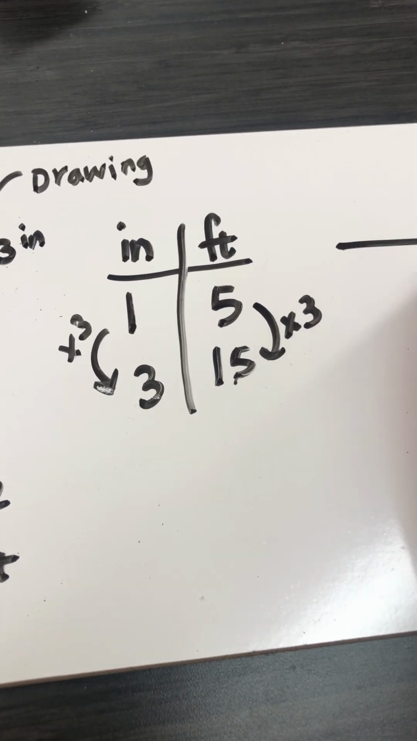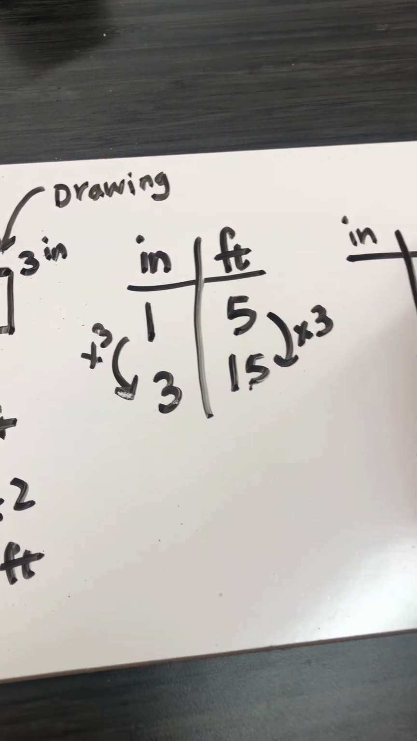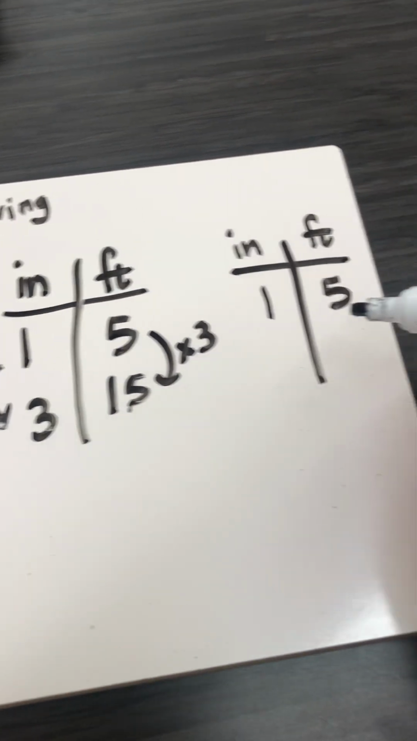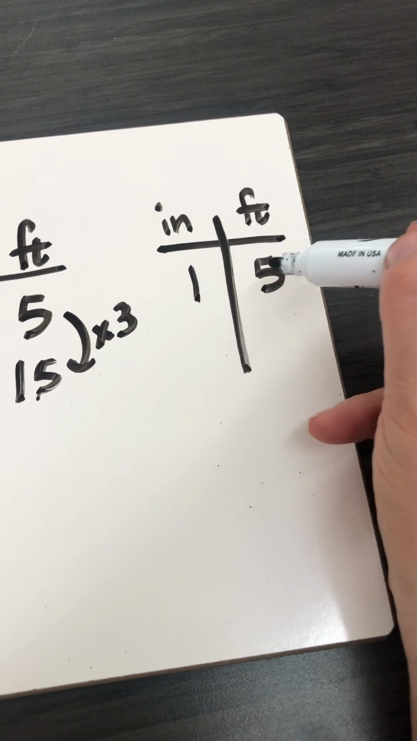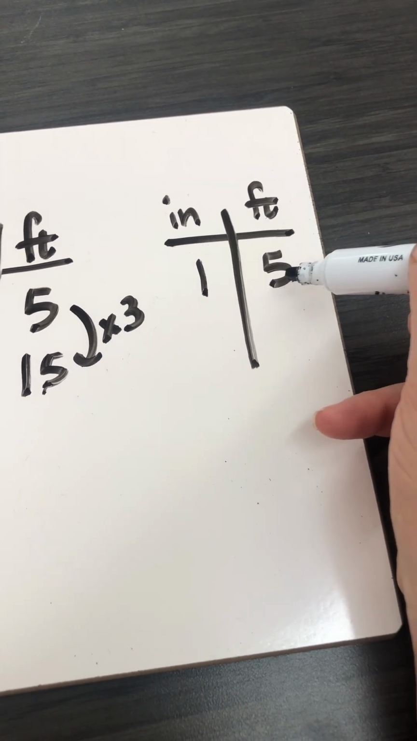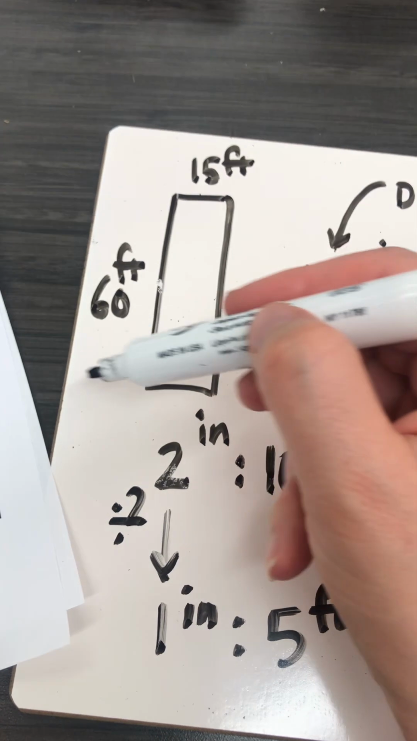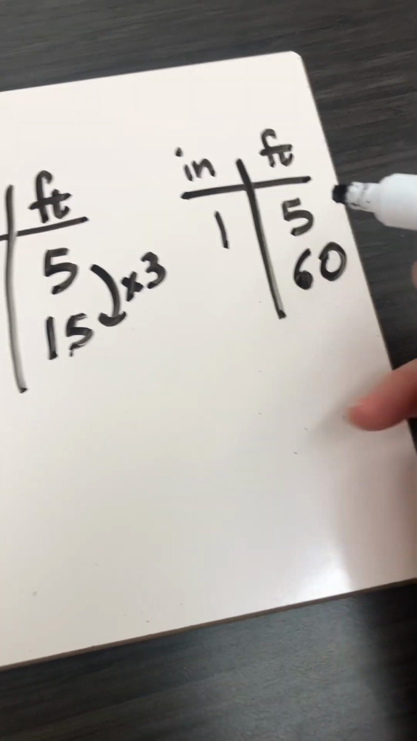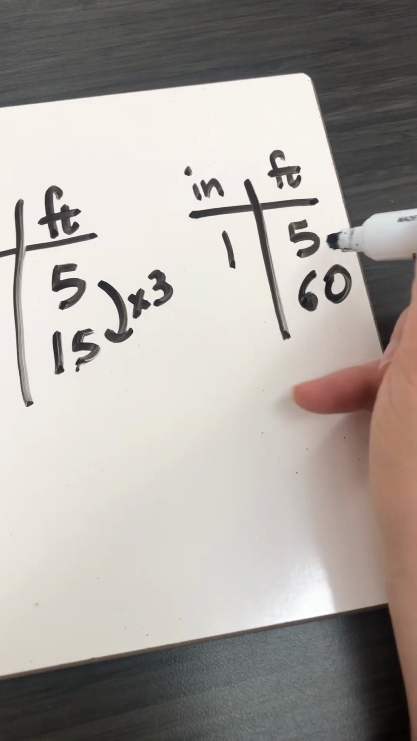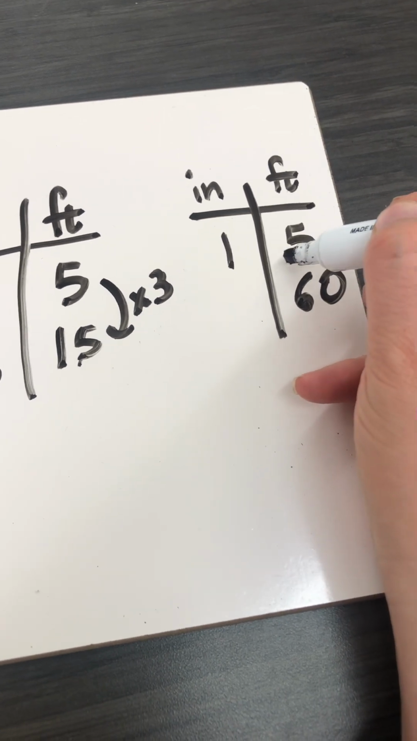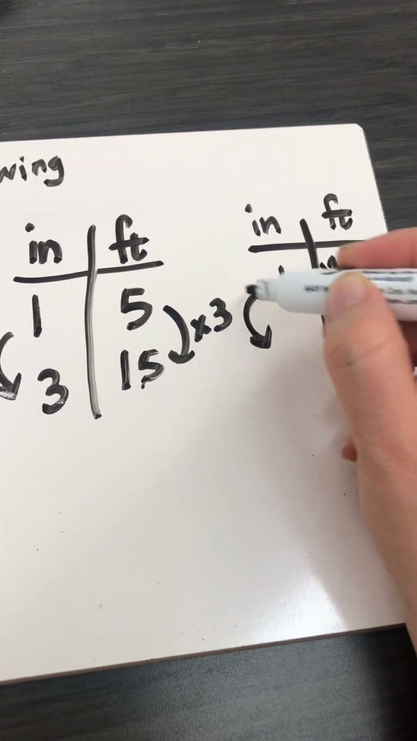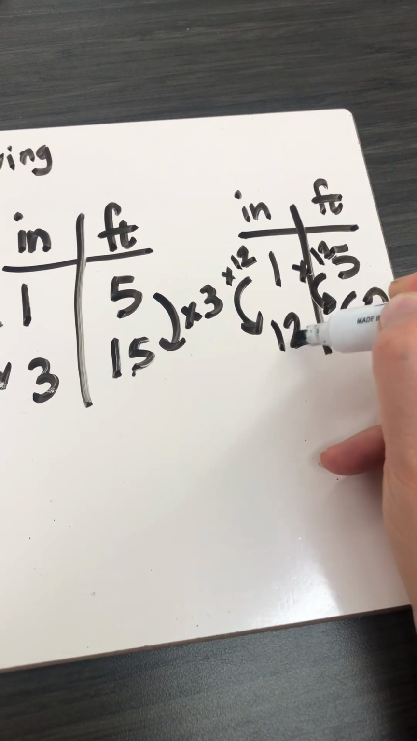I'll set up the same table, inches here and feet here. Again, using the simplified version, 1 inch is equivalent to 5 feet. Then I go back to my picture. I have 60 feet, how tall the actual tower is, and I'm going to put that under 5 since they are both feet. And since 5 times 12, this is times 12, then I'm going to go ahead and do times 12 and I get 12 inches.